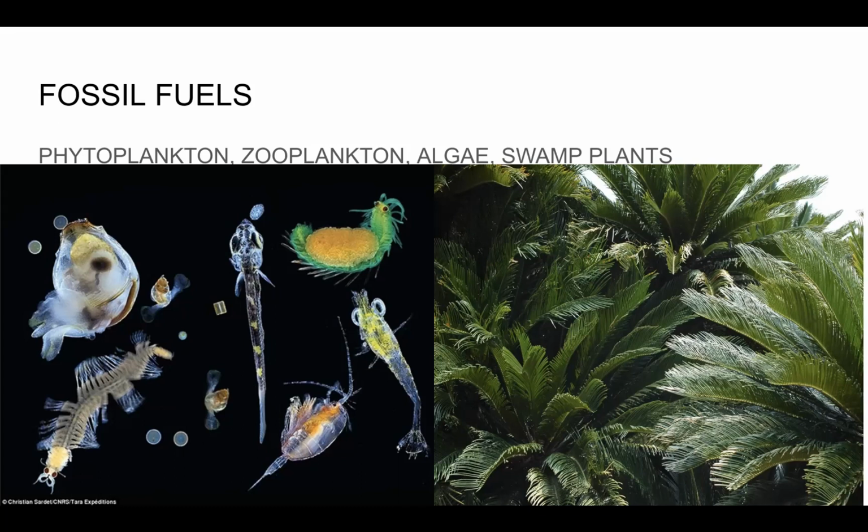If you look at the picture on the right, those are swamp plants. Coal formed from swamp plants. The swamp plants died, fell over, were compressed, and if they had a little bit of overburden, they formed lignite. A lot of overburden, they formed bituminous because all the air and water got squeezed out. And then finally, anthracite.